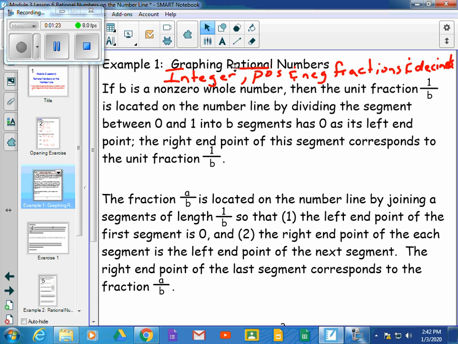And it says the fraction a over b is located on the number line by joining a segments of length 1 over b, so that 1, the left endpoint of the first segment is 0, and 2, the right endpoint of each segment is the left endpoint of the next segment. The right endpoint of the last segment corresponds to the fraction a over b.